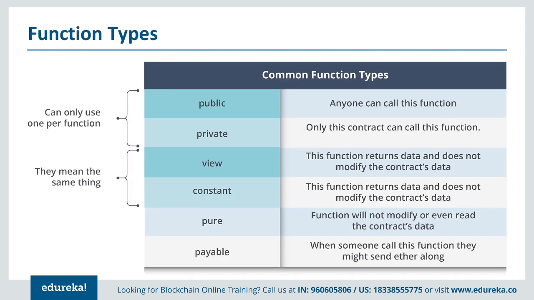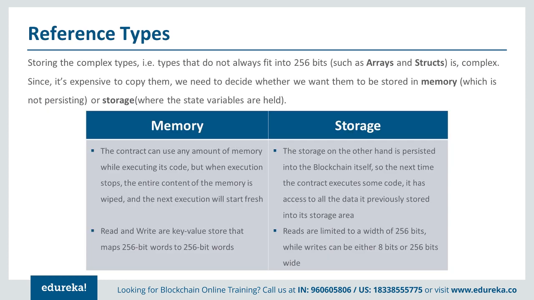The difference between pure and view is that pure cannot even read the state variables, while view and constant are the same. They can read, but they cannot modify any information in the state variable. Memory and storage: everything which comes as a parameter is memory. Everything that we define as a state variable is storage. The return parameters are also memory variables by default.